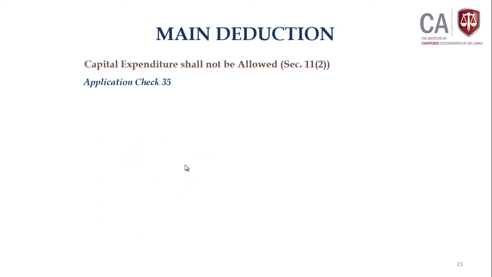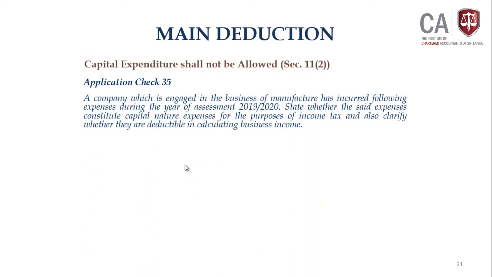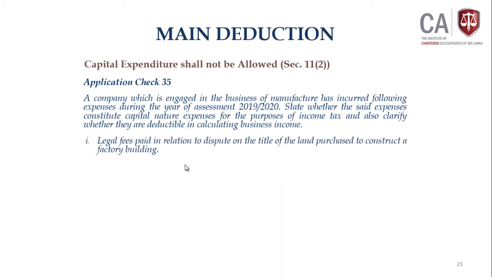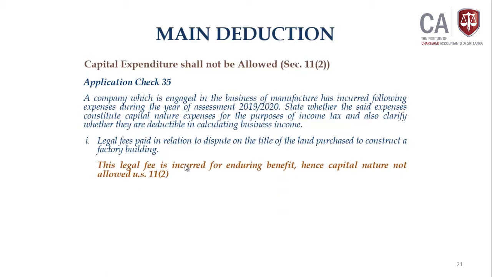Question 35, to see whether there is a capital nature expense or not. A company which is engaged in the business of manufacturing has an expense incurred in 2019-20. You have to clarify whether this is a capital nature expense or not. Secondly, whether it is allowable for deduction for tax purposes. The legal fees paid in relation to a dispute on the title of the land purchased to construct a factory building. So, this legal fee is incurred for enduring benefit. It is a capital nature expense, you can't claim.